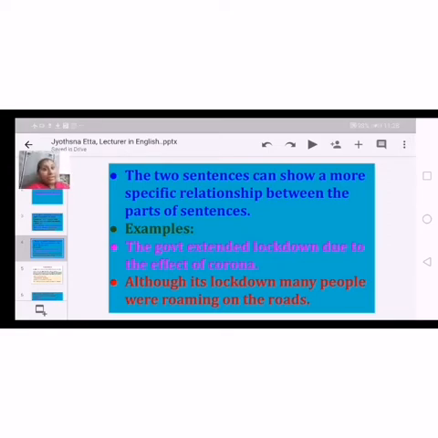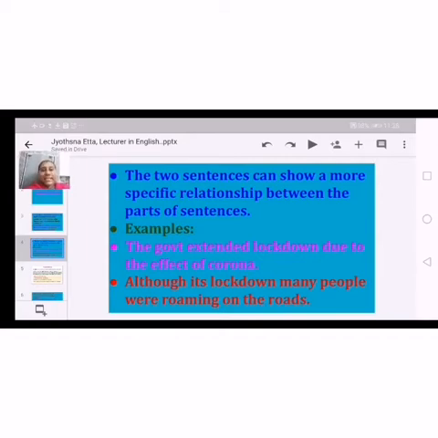Of course, we can write this also. Okay, we can write in this manner also. Due to the effect of corona, the government has extended the lockdown. Okay, so we can change the order.